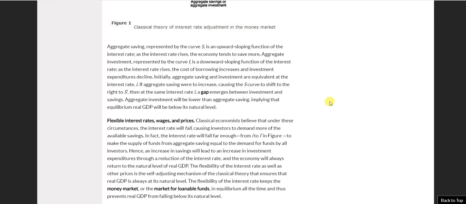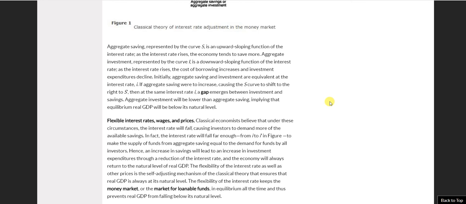With flexible interest rates, wages and prices, classical economists believe that under these circumstances the interest rate will fall, causing investors to demand more of the available savings. In fact, the interest rate will fall far enough, as you can see in the figure, to make the supply of funds from aggregate saving equal to the demand for funds by all investors. Hence, an increase in savings will lead to an increase in investment expenditure through a reduction of the interest rate, and the economy will always return to the natural level of real GDP.